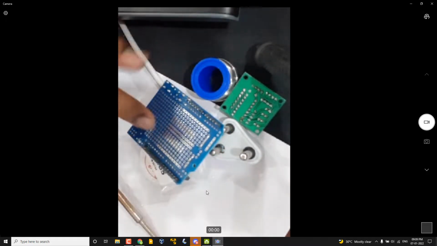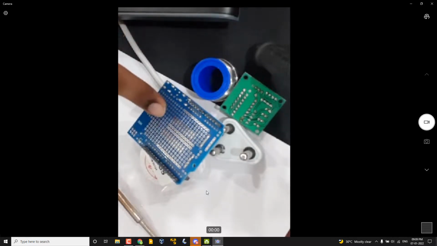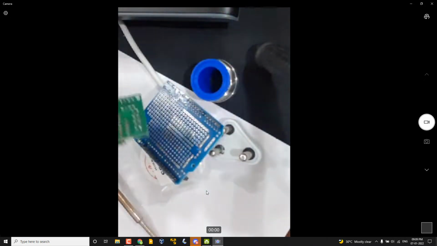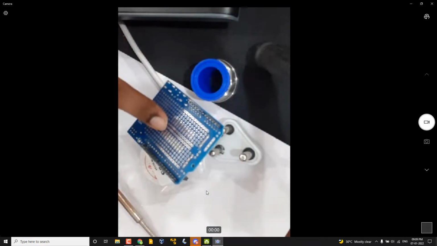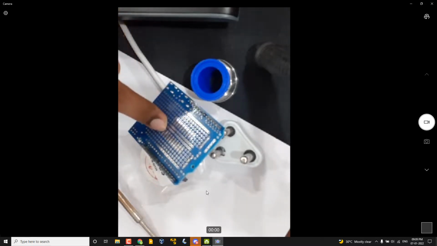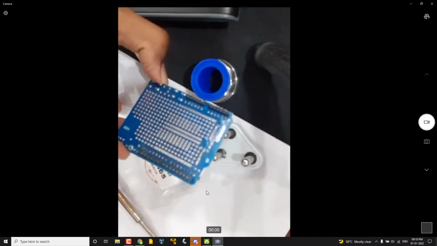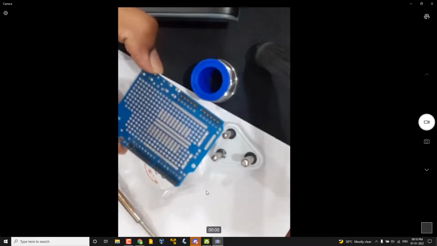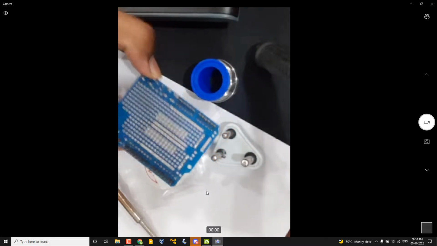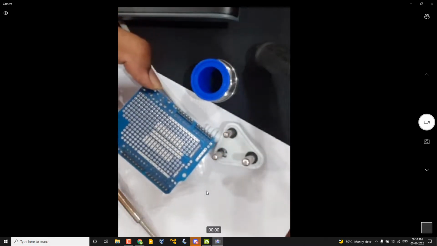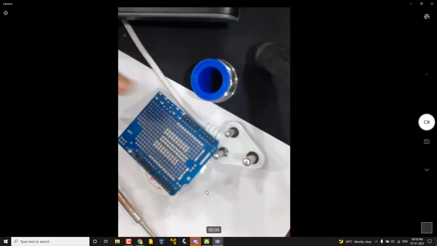In this PCB there are no fixed routes. You can solder as per your circuit. You can create your own circuit here, so that is a convenience actually. So that is PCB.